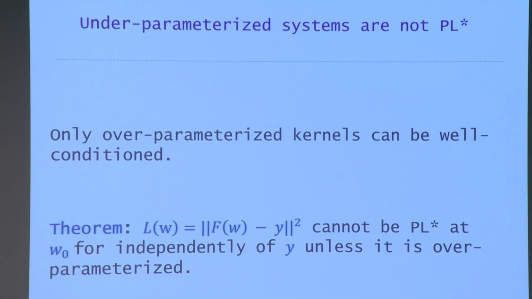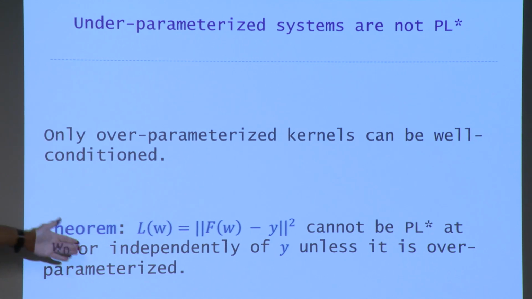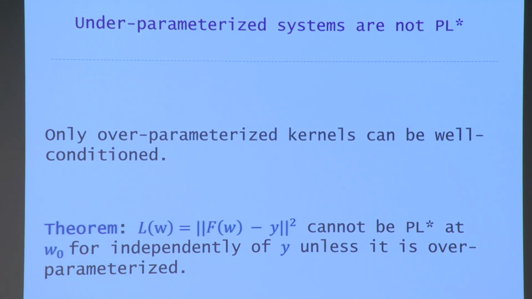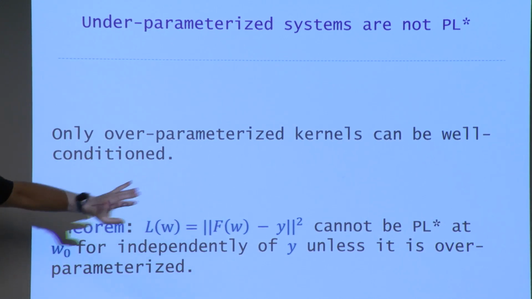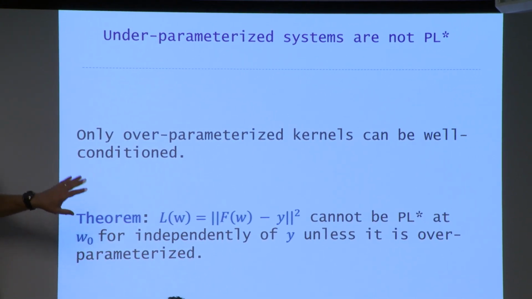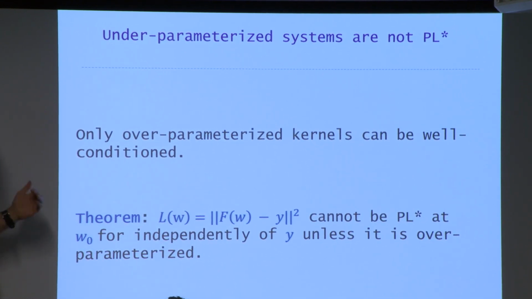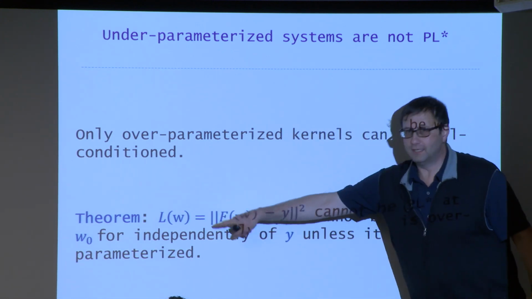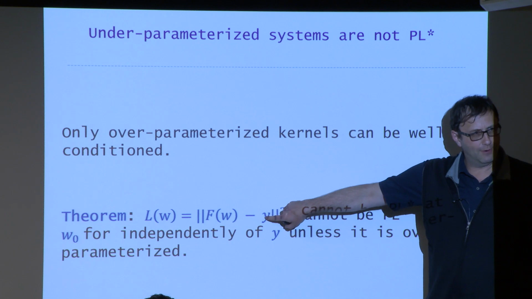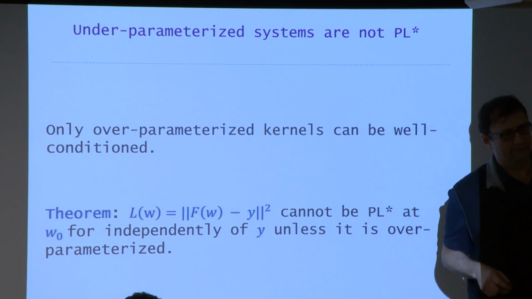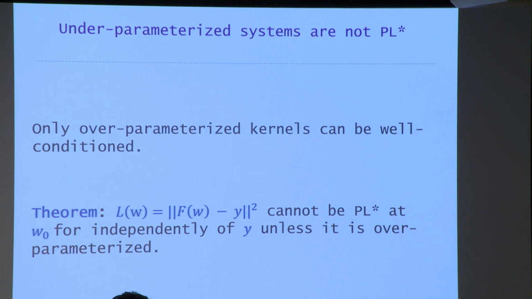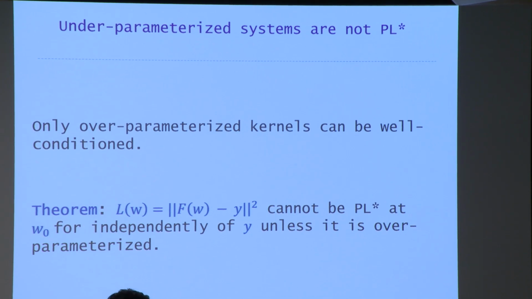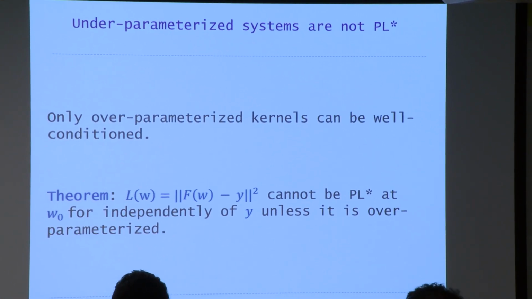And the opposite is also true, and it's a theorem with maybe 3 lines to prove: you cannot have PL star unless the system is overparameterized. What do I mean by cannot? Well, you can, but if you want the system to be PL star independent of y, for any y, then you have to have an overparameterized system. It's easy to see that this must be true. So in some sense, it's necessary and sufficient for well conditioning to be overparameterized. These are pretty basic things, but they have a lot of power.